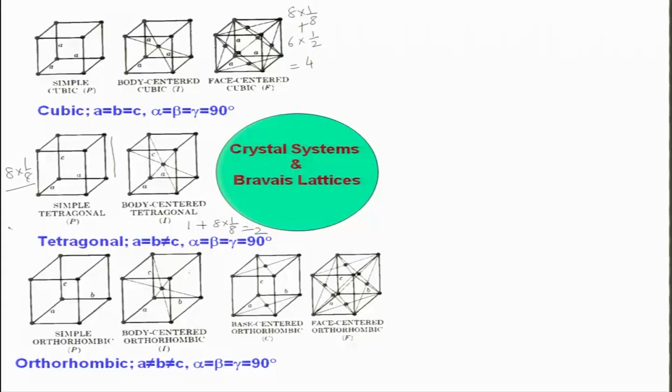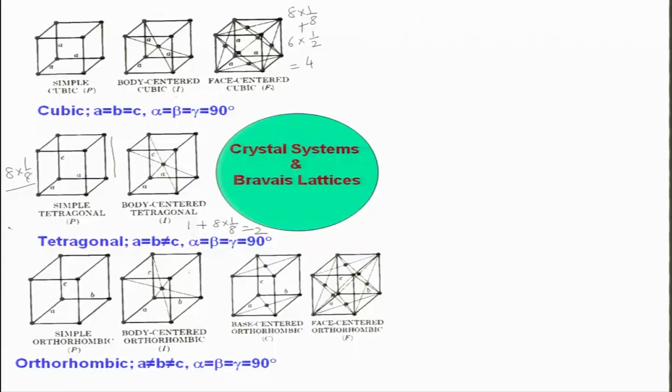Remember, body centered systems are represented as I. Whenever you have, in crystallographic terms, any lattice represented as P, it means primitive, I means body centered, and F means face centered. These are crystallographic notations which will be useful for you to remember to identify or distinguish between various lattices. Third one is called orthorhombic.